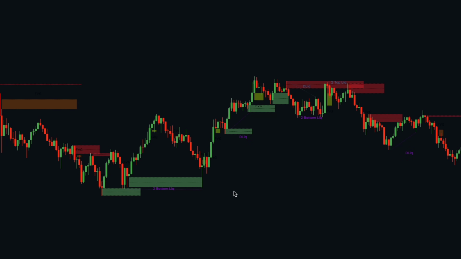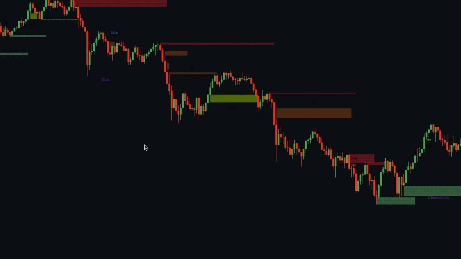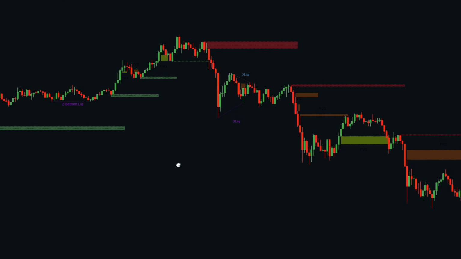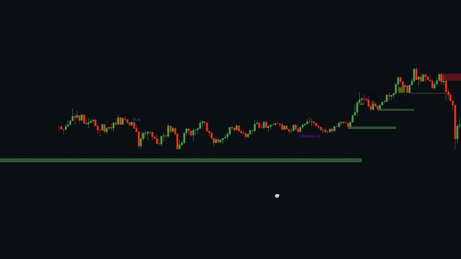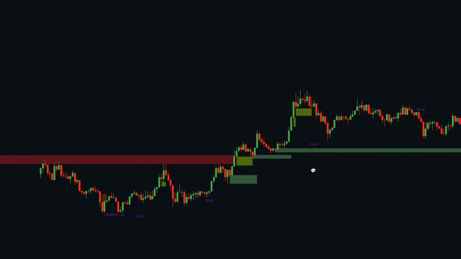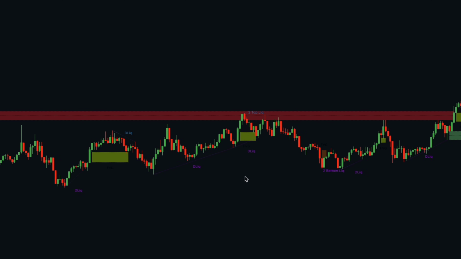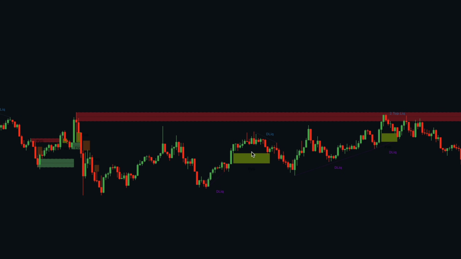To identify the fair value gap on the chart, one must analyze candle by candle. Focus on candles with large bodies, examining one candle and the one before it. The candles before and after this central candle should have long shadows, and their bodies should not overlap with the body of the central candle. The distance between the shadows of the first and third candles is called the FVG range.